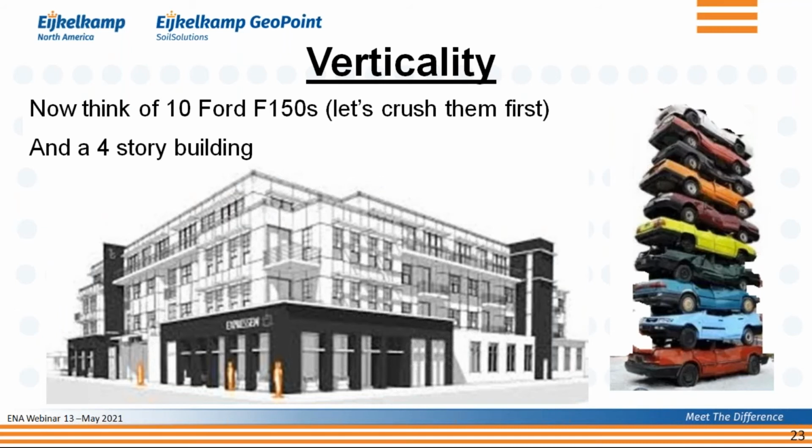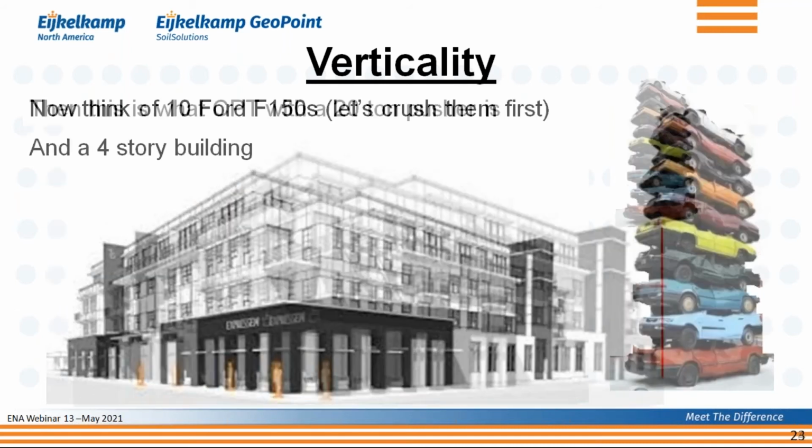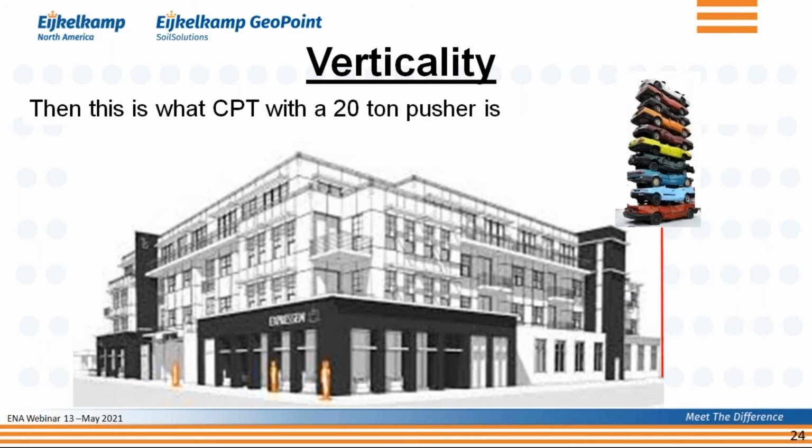And what CPT really is all about is that you put a little slender pole, roughly the height of that 4-story building, and you balance those 10 F-150s on top of it. That is what CPT with a 20-ton pusher is. And here it looks already pretty unbalanced. It's pretty scary that you have those cars balancing on top of that red line.